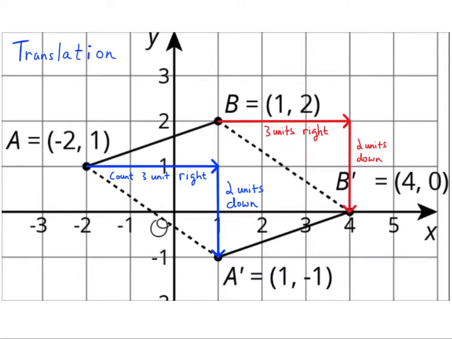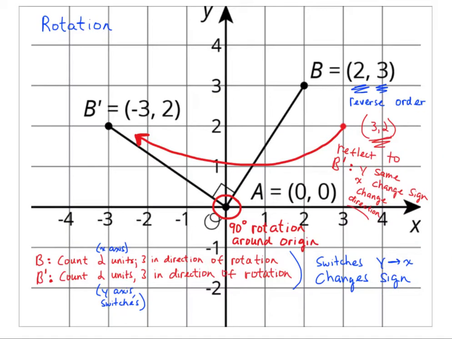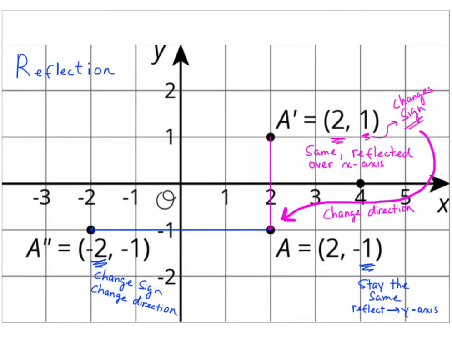The summary for Lesson 5 reviews a translation within a coordinate plane, reflection within a coordinate plane, and rotations within a coordinate plane.